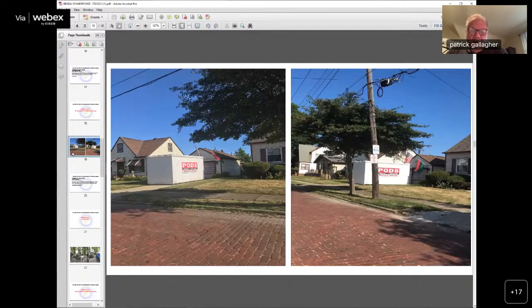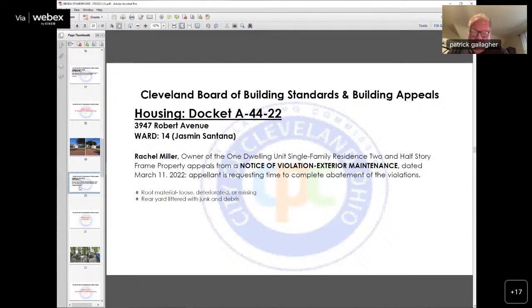Okay, next docket, A 4422, 3947 Robert Avenue. Application and fees are in order. Notice of violations is exterior maintenance, issued on March 11th of 2022. Appeal statement received March 23rd of 2022, requesting time to abate the violations. Present for the hearing, Tom Vanover, Building and Housing, Patricia Ashton, Law. With the appellant or his or her representative, please state your name for the record.